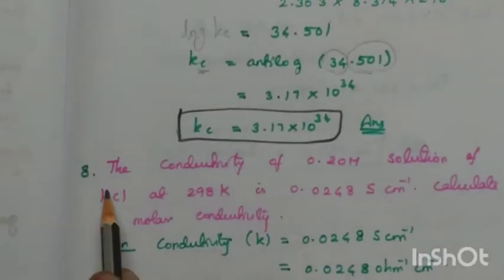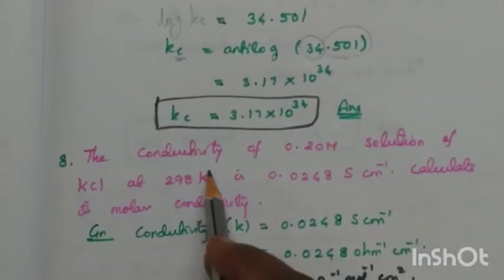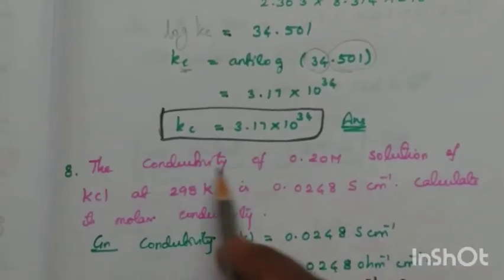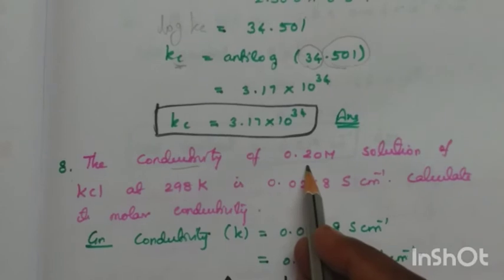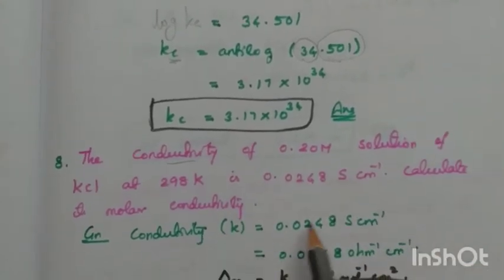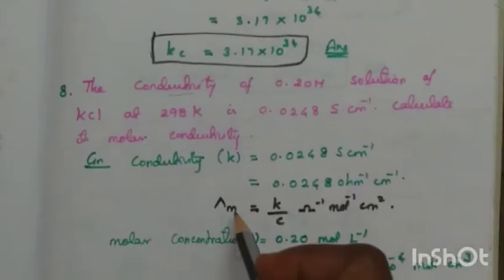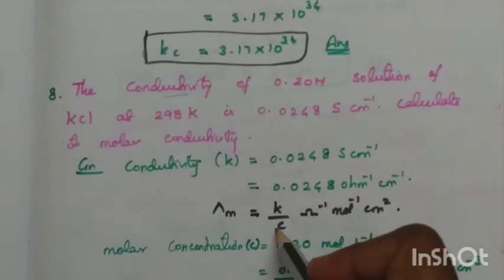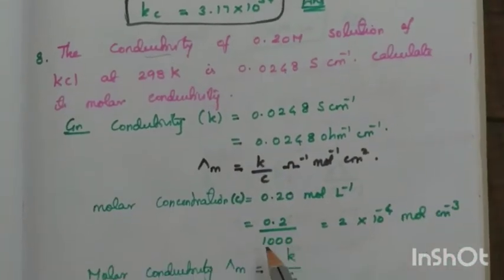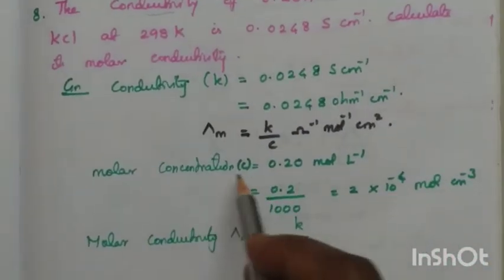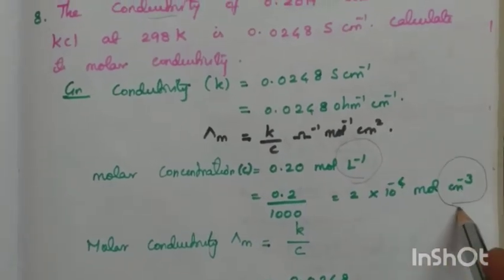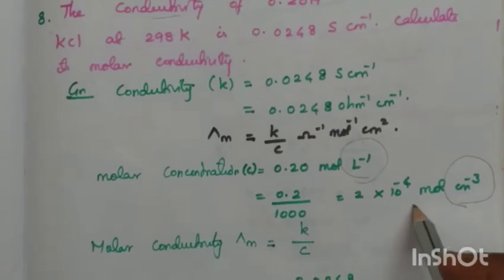Now let's move to the 8th problem. What is the 8th problem? The conductivity of this solution of KCl at 298 Kelvin is this. Conductivity is this. Concentration is 0.20. Calculate the molar conductivity. Conductivity is given like this and the molar conductivity formula is K by C. What is K given? C, concentration, is given. Directly we can solve these. So molar concentration is equal to 0. In liter, no, converted this into centimeter cube by 1000. So we get this one.